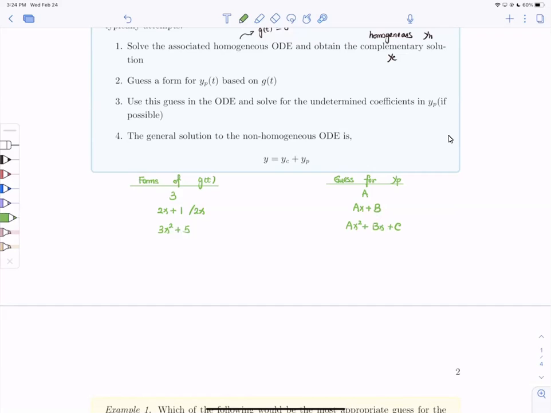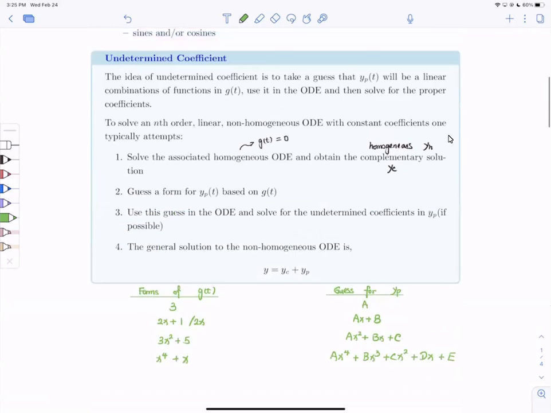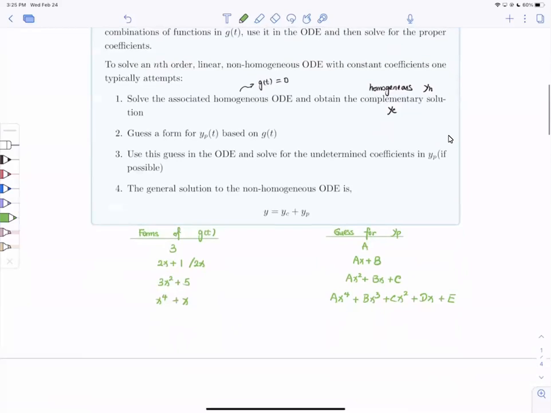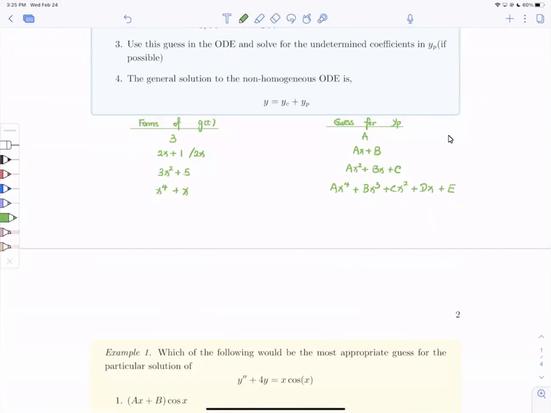Another example: if you have x to the power 4 plus x, then here you would have ax to the power 4 plus bx to the power of 3 plus cx to the power of 2 plus dx, and then plus e, and so on. So this is polynomial. And then you might have exponential. For example, you have e to the 5x. Then your guess for your yp will be a times e to the 5x.